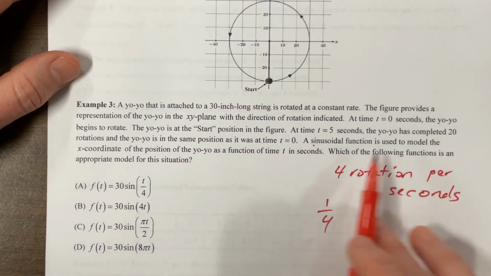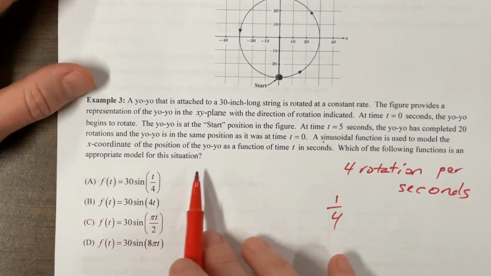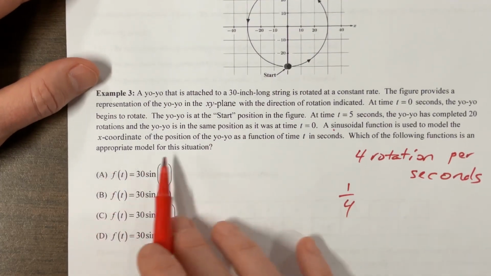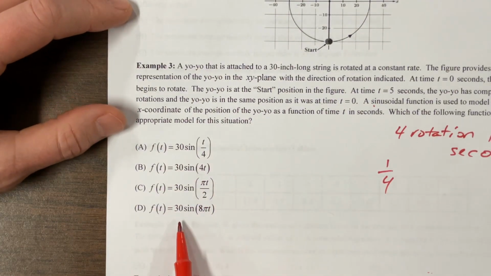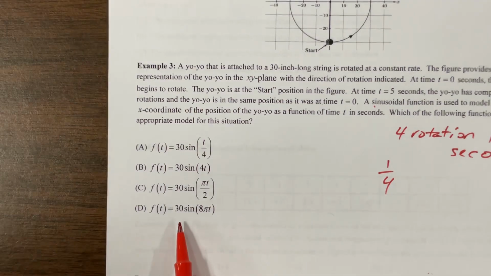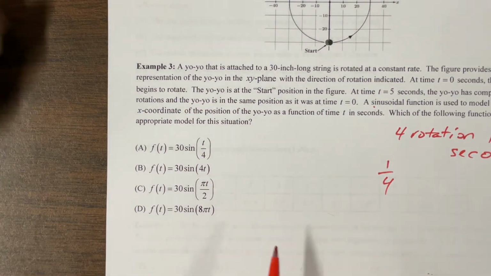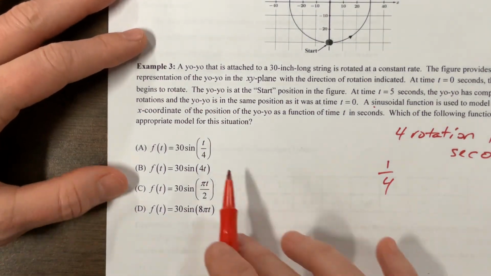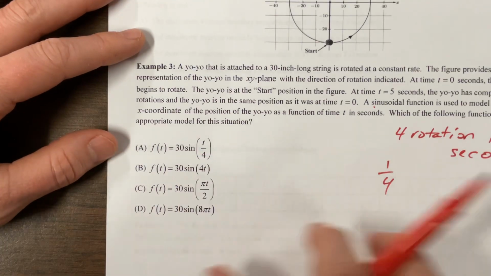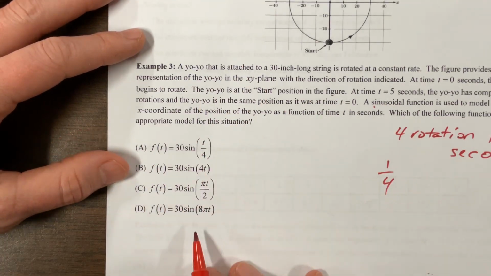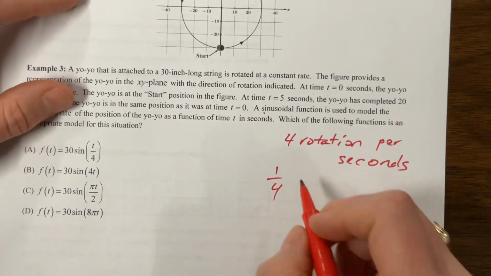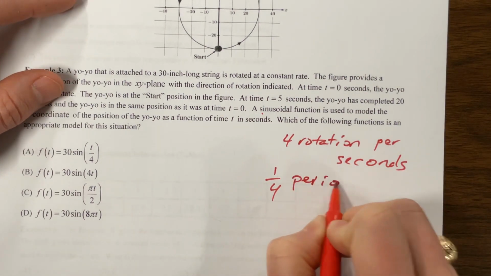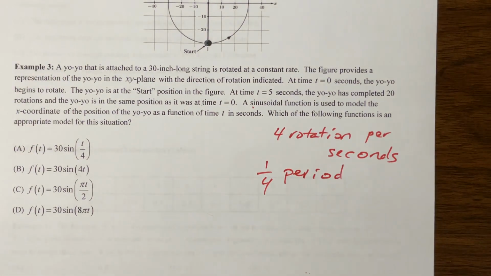A sinusoidal function is used to model this. Which of the following functions is an appropriate model? Notice all of them have the same amplitude, so that's not something we need to think about. And they have no shift left or right, they have no shift up or down. All we're looking at is what would the b value be? Well, we just said that 1/4 of a second is the period.